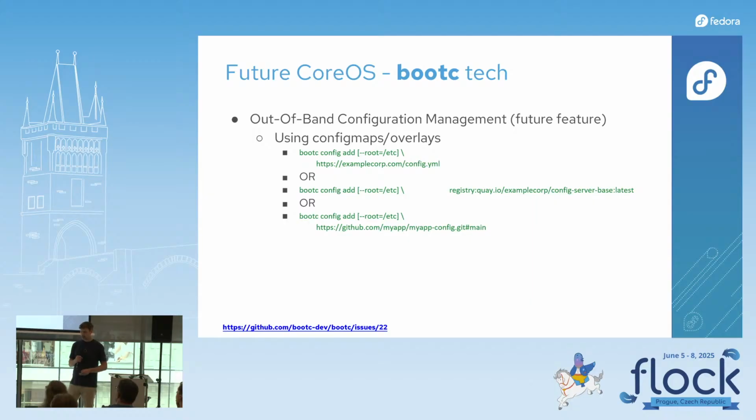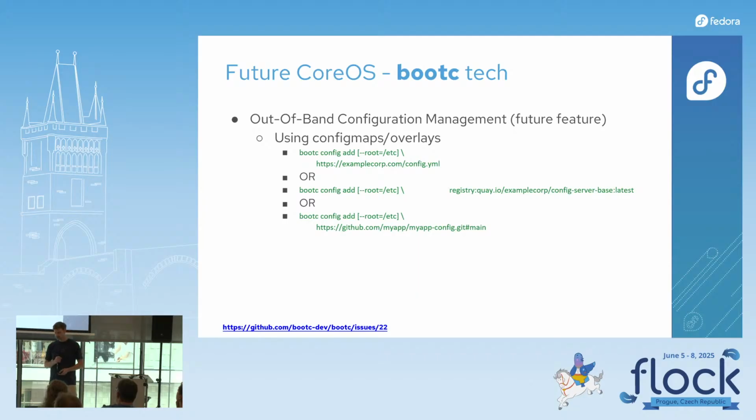The next one I'd like to talk about is out-of-band configuration management. This is a future feature; it doesn't exist yet. But the idea is you use things like config maps or overlays to apply a small amount of extra configuration to a system. So you don't necessarily have to build it into the main container image every time you want to deploy a new piece of configuration.